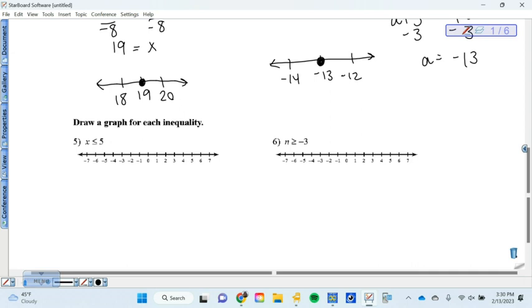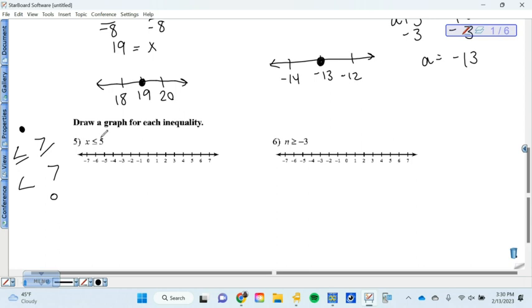So for graphing inequalities like this, we've got x is less than or equal to 5. I want you to start by just writing this down. First of all, what's the difference between these and these? What does that little line mean? Equal to. So this is less than or equal to, greater than or equal to. For less than or equal to and greater than or equal to, I use a closed circle to graph it. For just less than or greater than, I use an open circle.